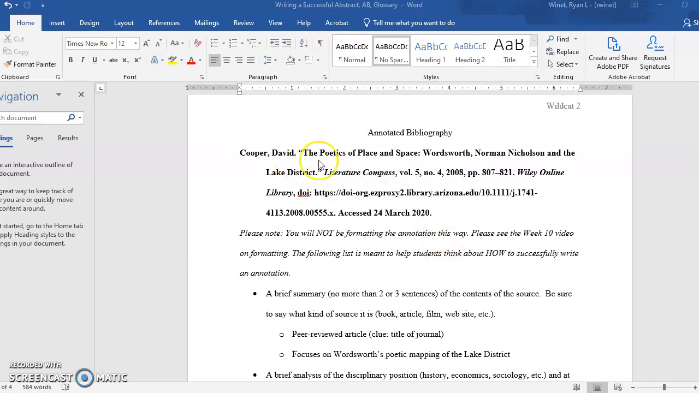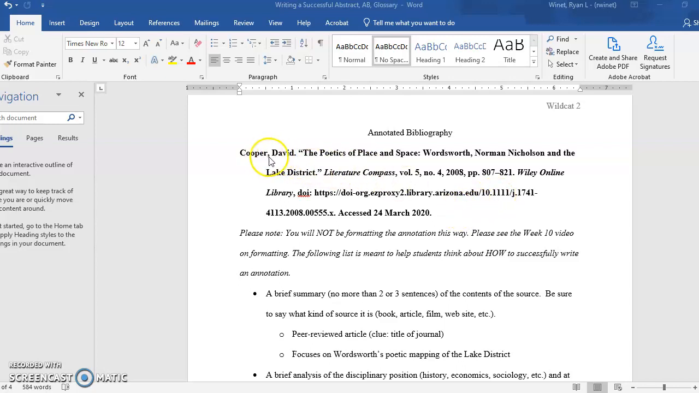What you'll see here is that I have found another scholarly source related to Wordsworth and the Lake District. I found this using a library search and by using filters on the left-hand side of the search to just limit the number of sources that the library brought up.